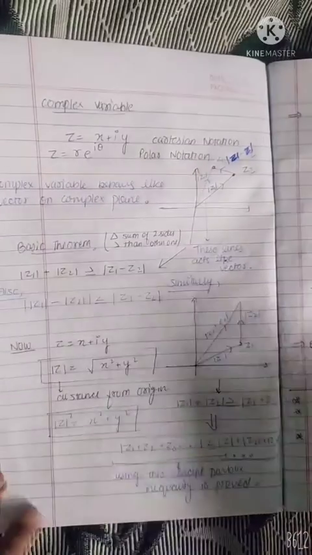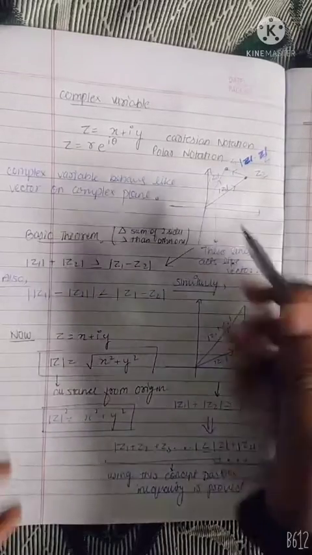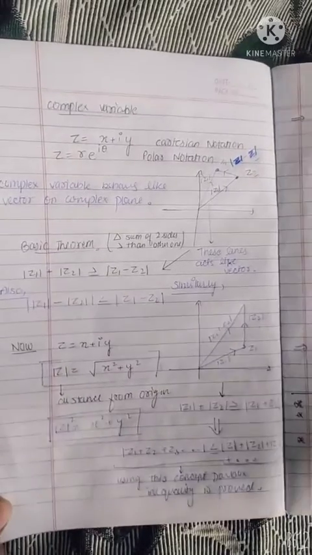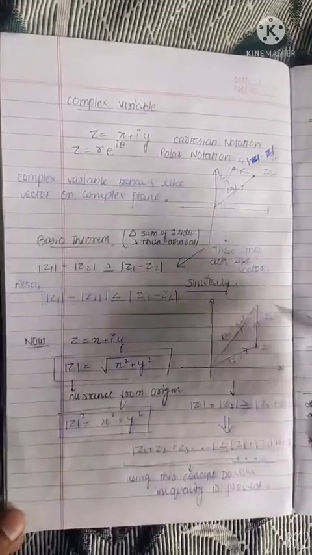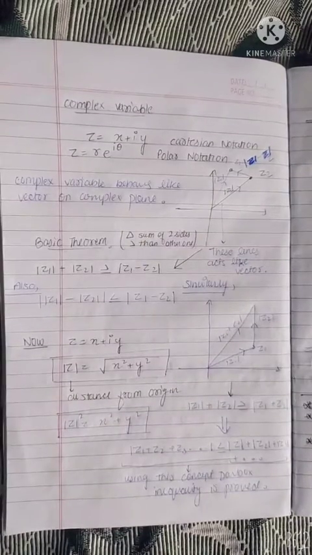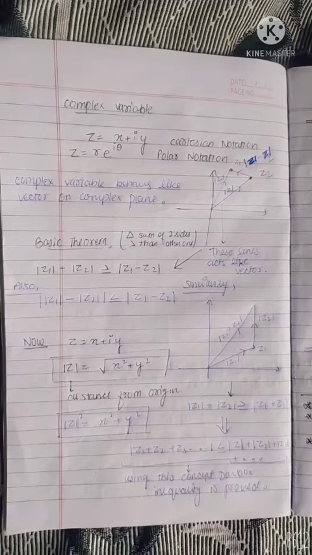Now we again talk about the complex variable in a more graphical way. Z is equal to x plus iota y, it is a Cartesian notation. Z is equal to r e to the power iota theta, that is a polar notation. The complex variable behaves like a vector on a complex plane. It is pretty important for us to know that a complex variable acts as a vector on a complex plane. So whenever we talk about further calculations, we prefer using it as vectors, which helps us solve the problems easily.